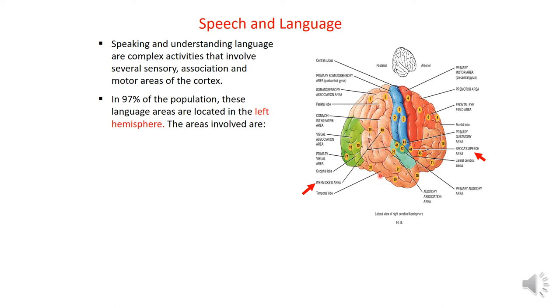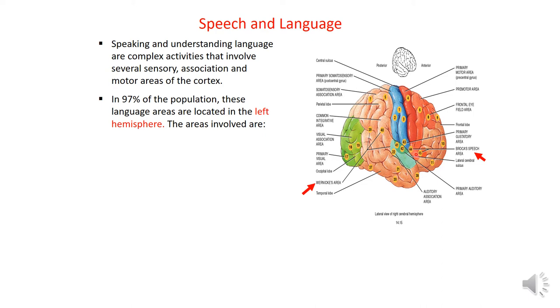Also, they are going to detect what types of words you are going to use and arrange these words in a meaningful way, allowing you to produce something understandable. Then, if you are going to respond by speaking, the information coming from Wernicke's area will pass to another area known as Broca's area.